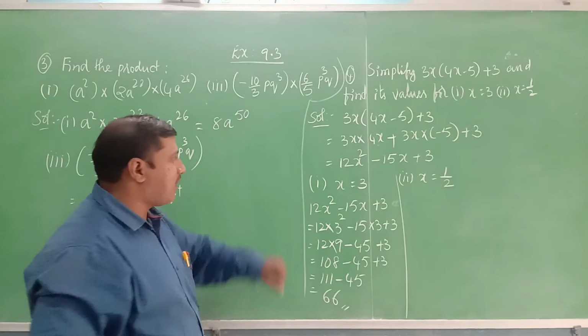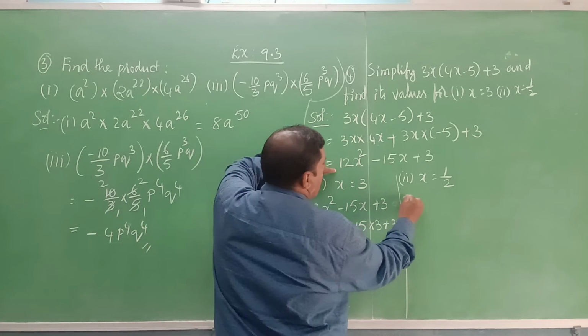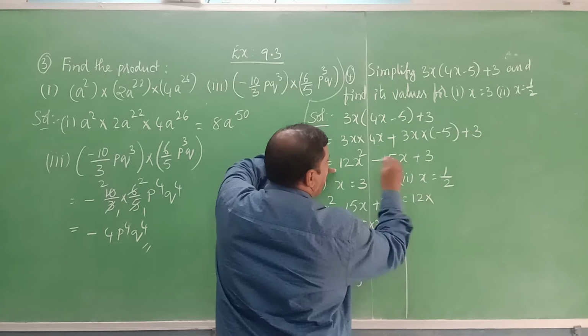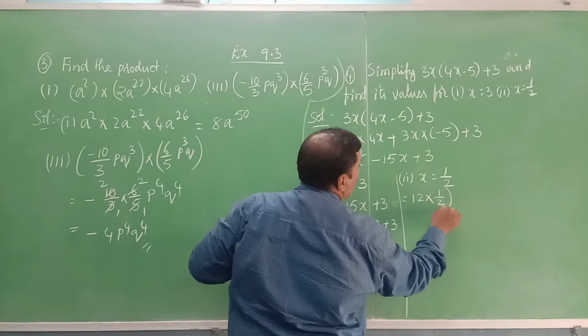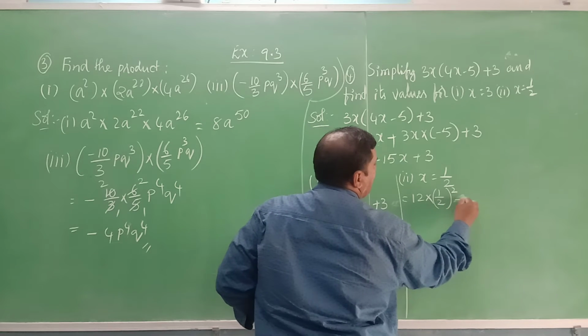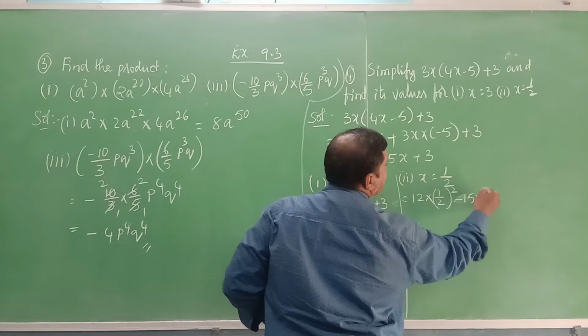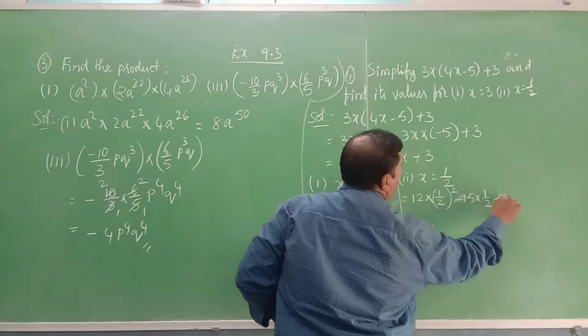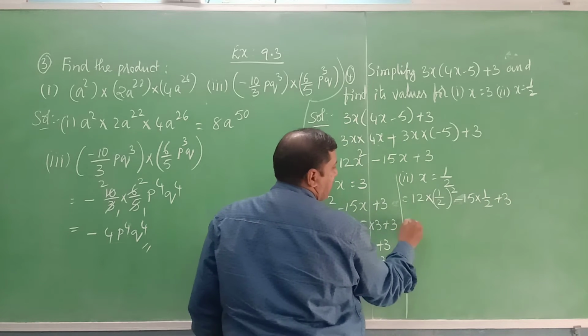Now, similarly, we have to find x is equal to 1 by 2. Fractional form is given. Now, substitute in this. That is 12 into x square means 1 by 2 whole square, plus minus 15x, minus 15 into x is equal to 1 by 2, and plus 3. Simplify.